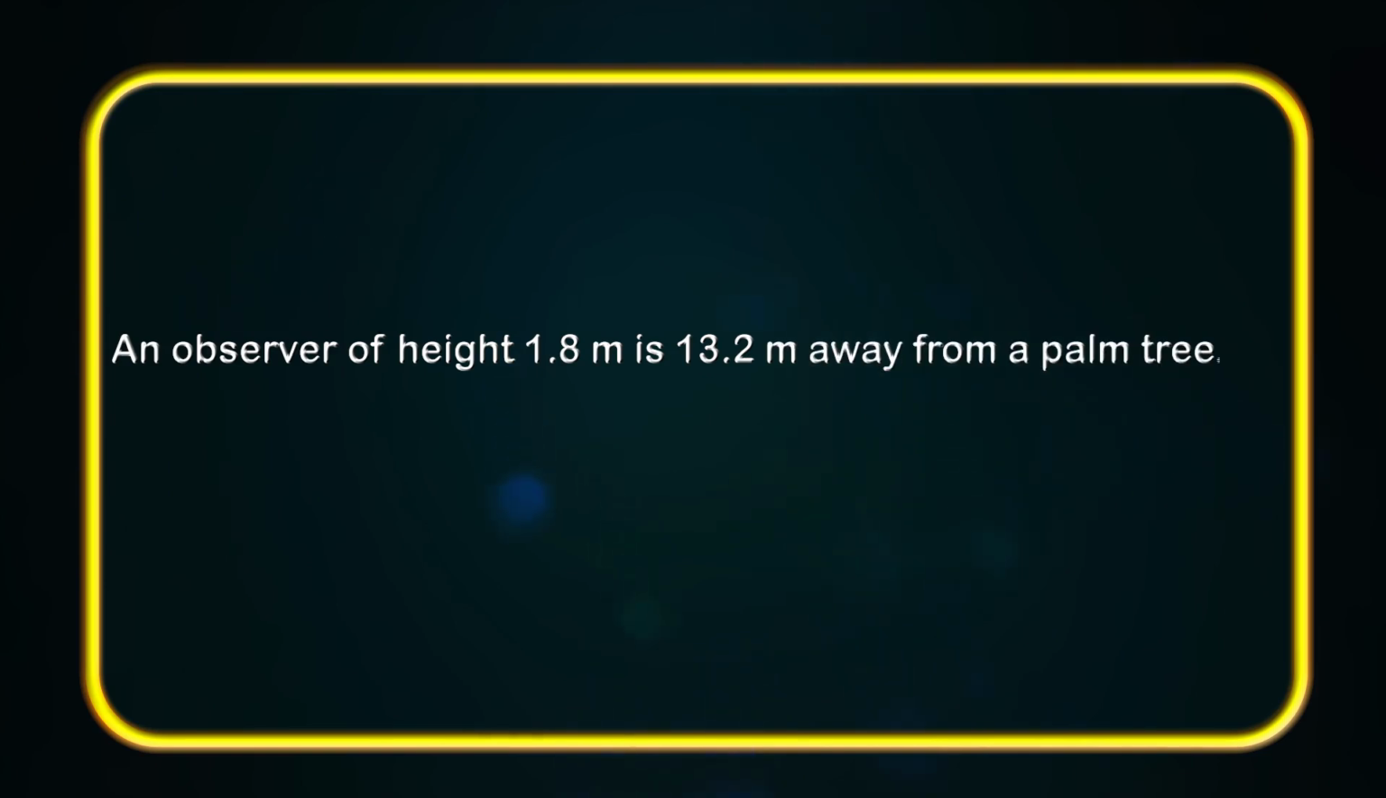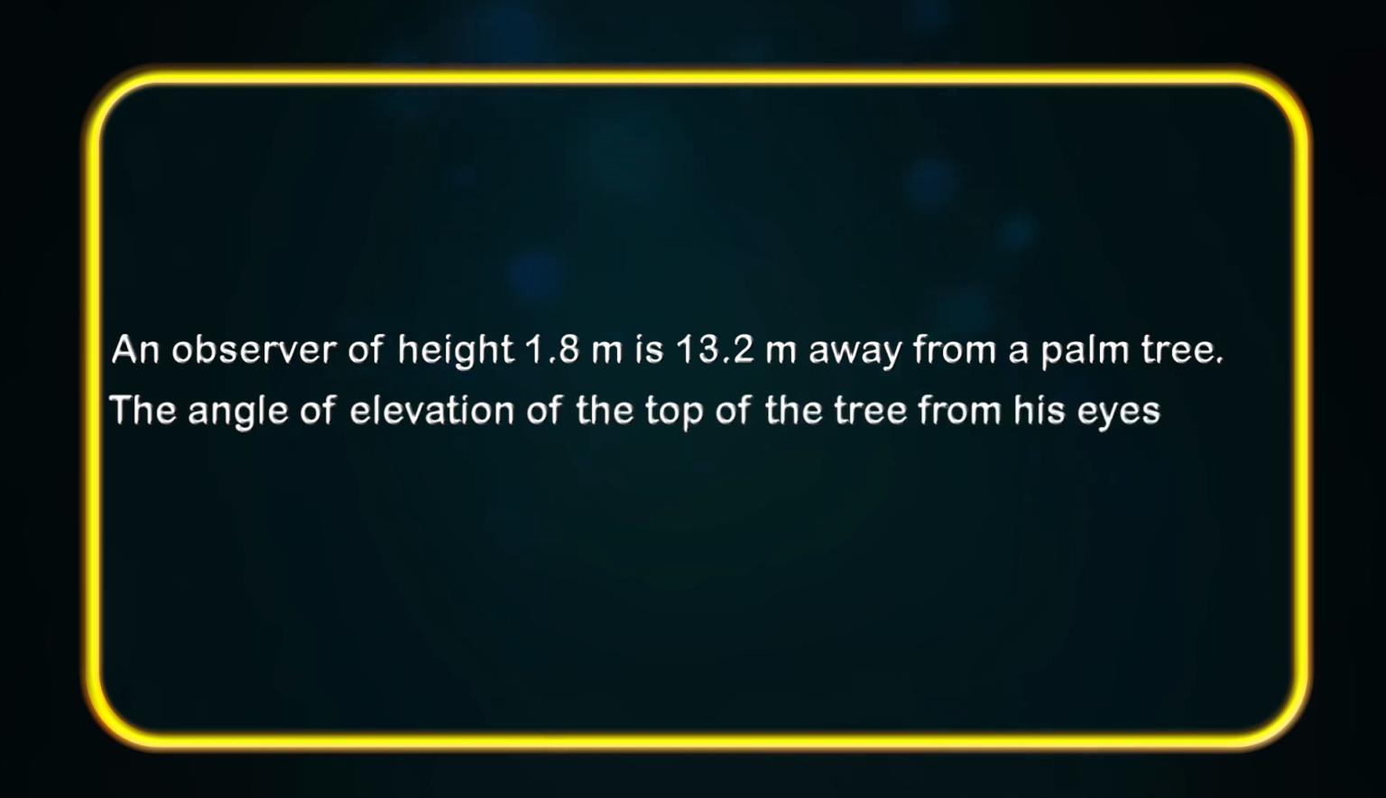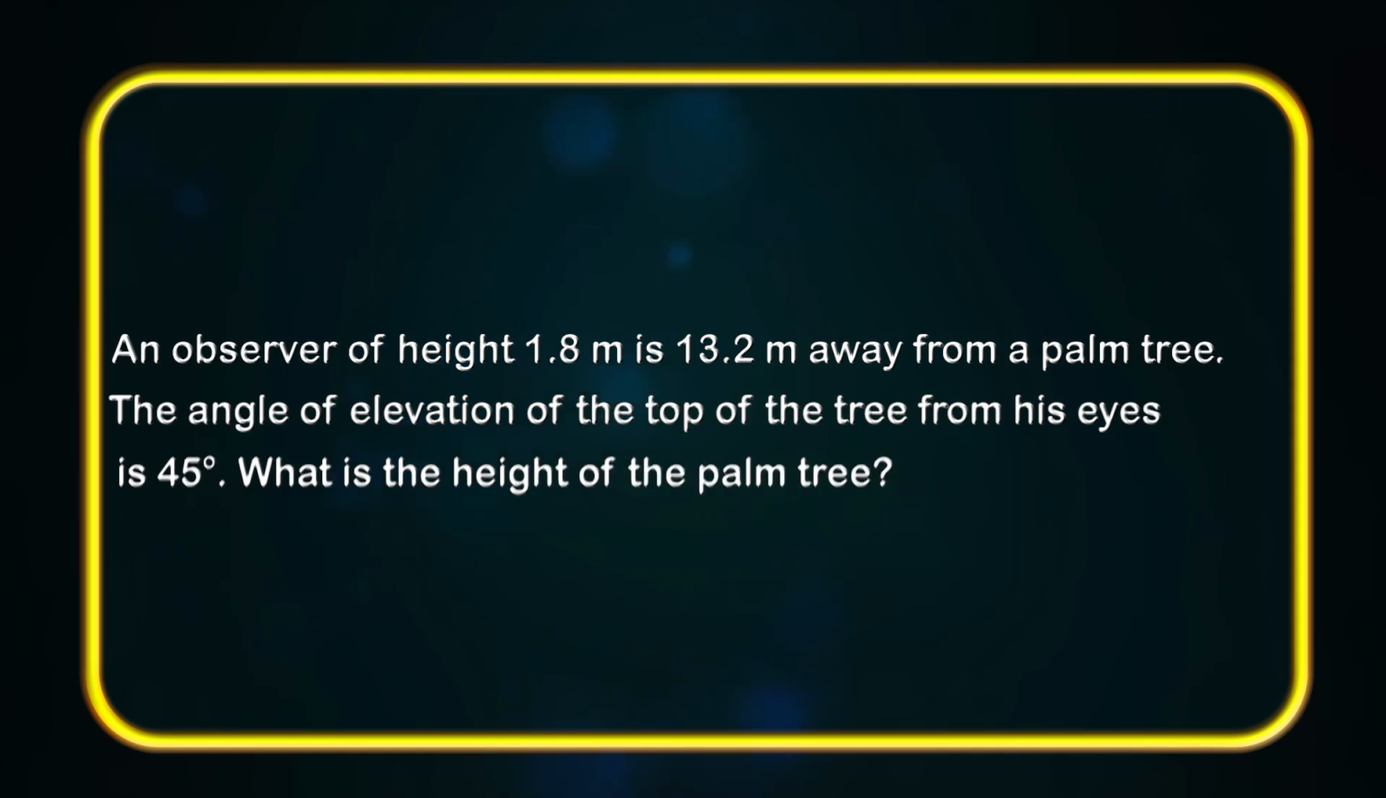An observer of height 1.8 meters is 13.2 meters away from a palm tree. The angle of elevation of the top of the tree from his eyes is 45 degrees. What is the height of the palm tree?